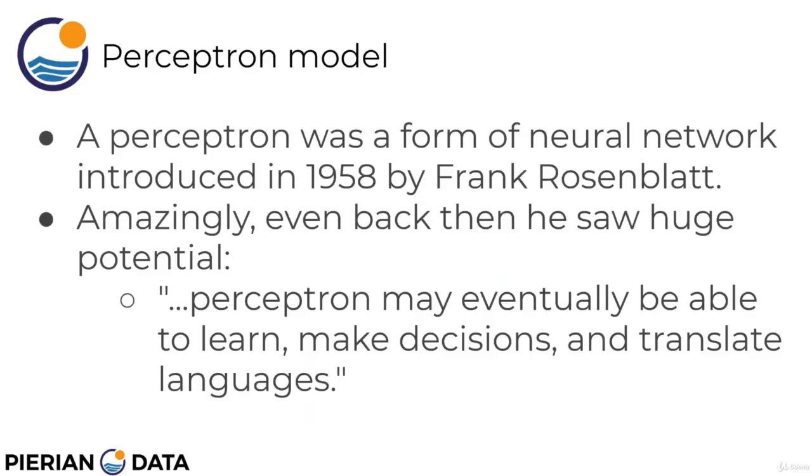This is where the idea of the perceptron comes in. A perceptron was a form of neural network introduced all the way back in 1958 by Frank Rosenblatt. And amazingly, even back then in the 1950s, he saw huge potential, stating, quote, "A perceptron may eventually be able to learn, make decisions, and translate languages." If you've ever used something like Google Translate, it actually uses a neural network as its main way of converting from one language to another. Frank Rosenblatt saw the perceptron as one of the main base units to building out that sort of technology, and he thought of this all the way back in the late 1950s.